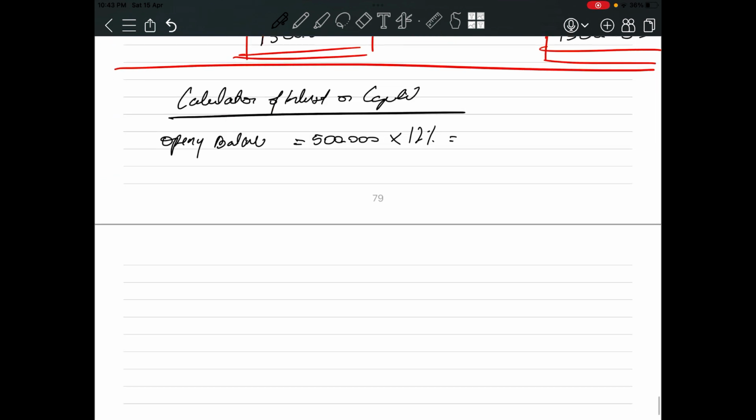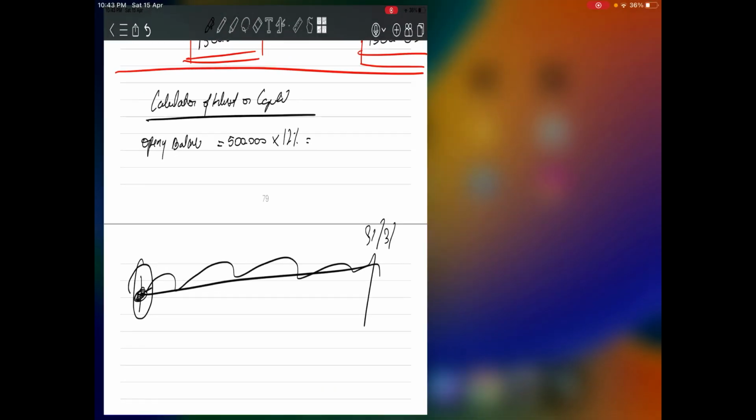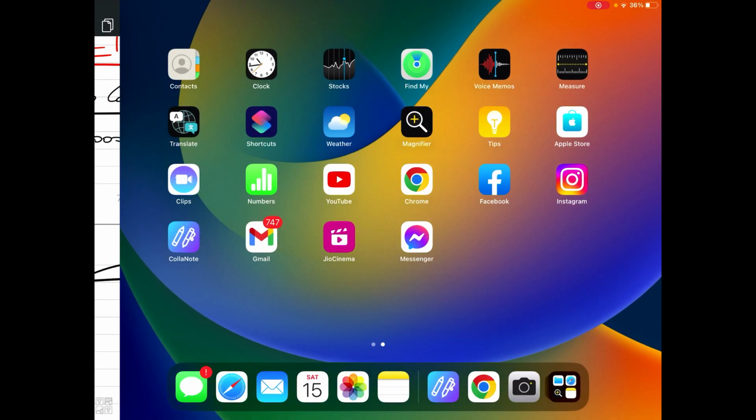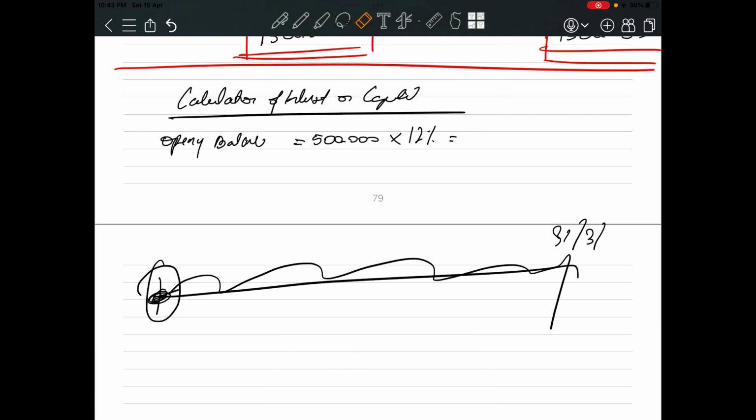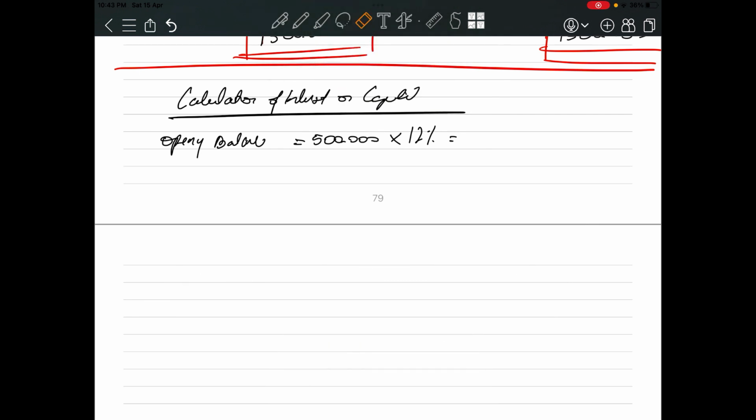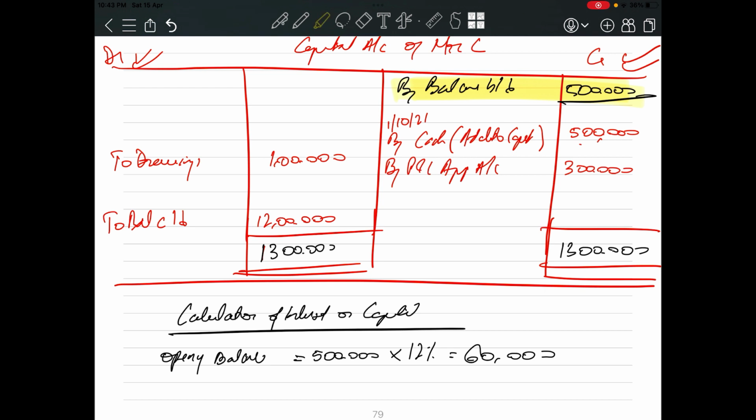Okay, so you will calculate opening balance of this, and this is the closing, this is the year end. Okay, so basically we will calculate interest for the whole year, which is 12 months. Simple. So what will be the amount? 60,000. The amount is 60,000. Okay, now see, you have calculated interest on the opening balance.